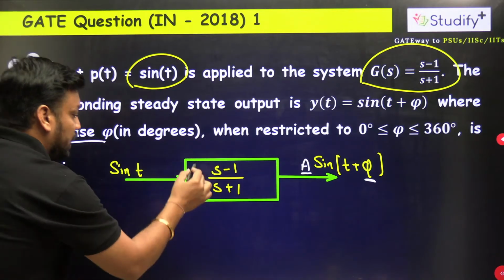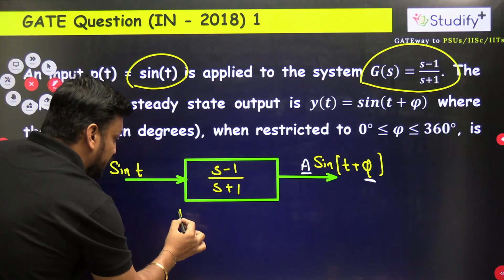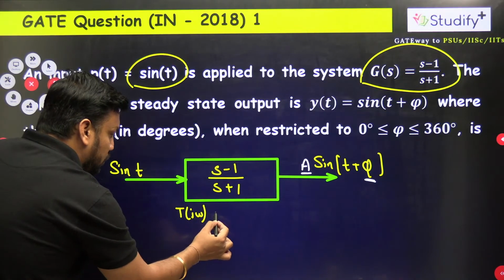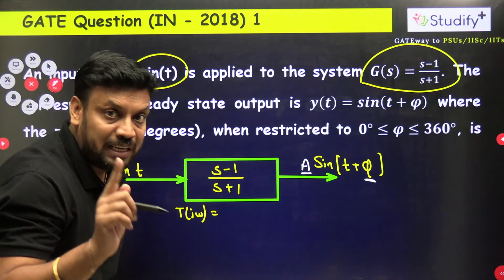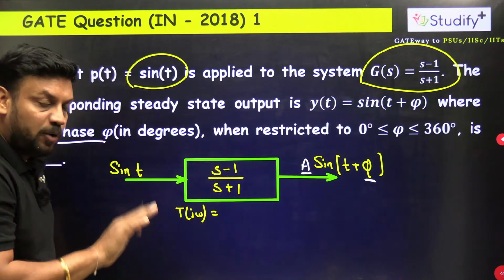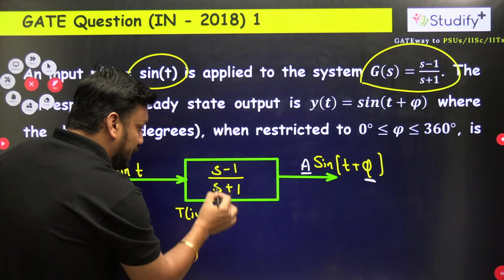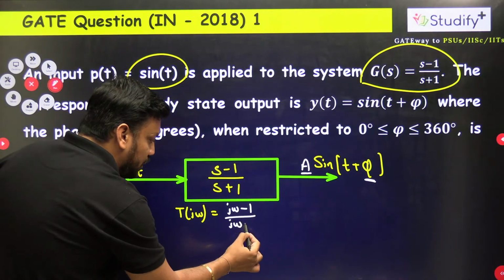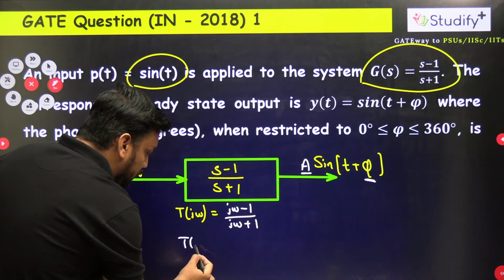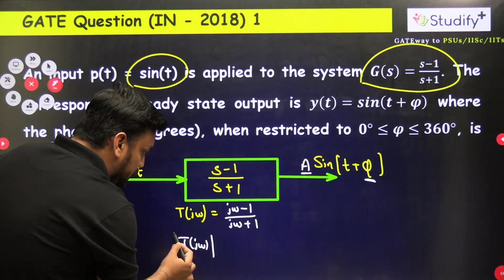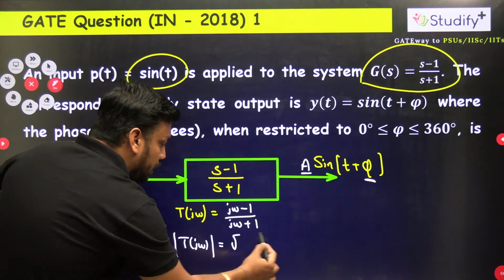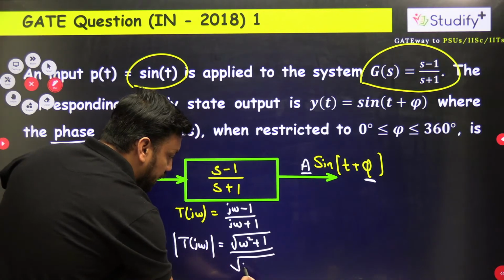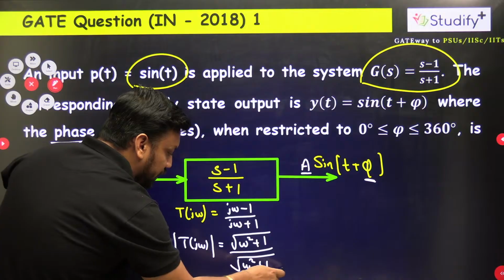So tell me, if this is my transfer function T(s), can I directly put s equal to j omega? I want to save one step. This time I am not writing T(s), directly I will write T(j omega). It means wherever there is s, just substitute here. So it should be (j omega minus 1) upon (j omega plus 1). What is the magnitude of T(j omega)? The magnitude of T(j omega) will be under root of imaginary part square plus real part square, upon under root of again imaginary part square plus real part square, and it will get cancelled.